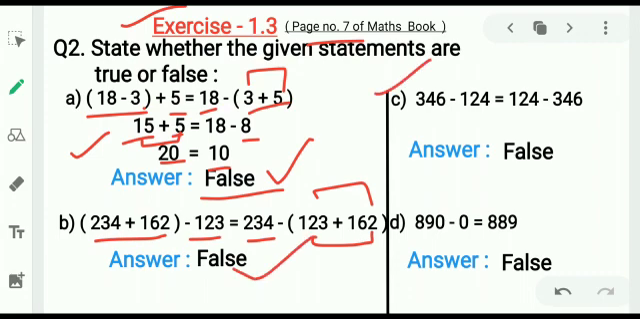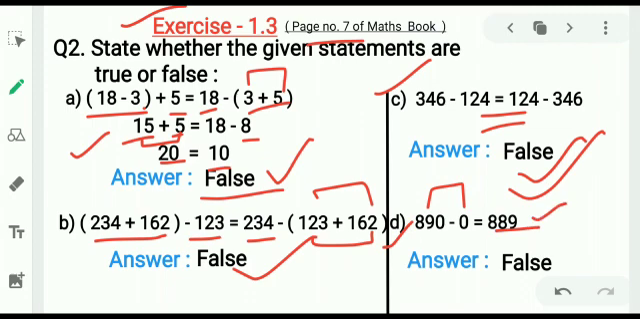Next, part C: 346 minus 124 is equal to 124 minus 346. Remember, students, for subtraction, if the order is changed, then the answer will change. It cannot be equal. So our answer will be false. Next, part D: 890 minus 0 is equal to 889. Here we know that if we subtract 0 from any number, we get the same number. So 890 should be there. So the answer is false.